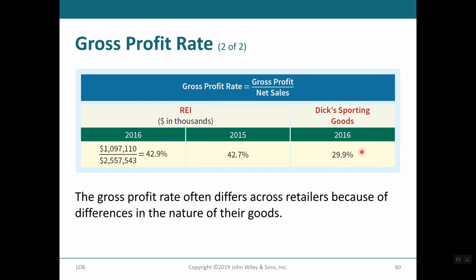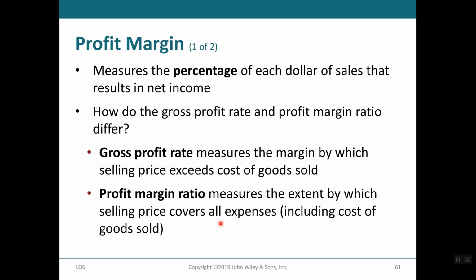When we compare it to Dick's Sporting Goods, we found that REI is doing better than Dick's. The gross profit rate often differs across retailers because of differences in the nature of their goods. Just looking at the numbers, we say Dick's is doing well, but we also have to look at the nature of their goods to look at it more critically, to see if Dick's is actually doing less well than REI.